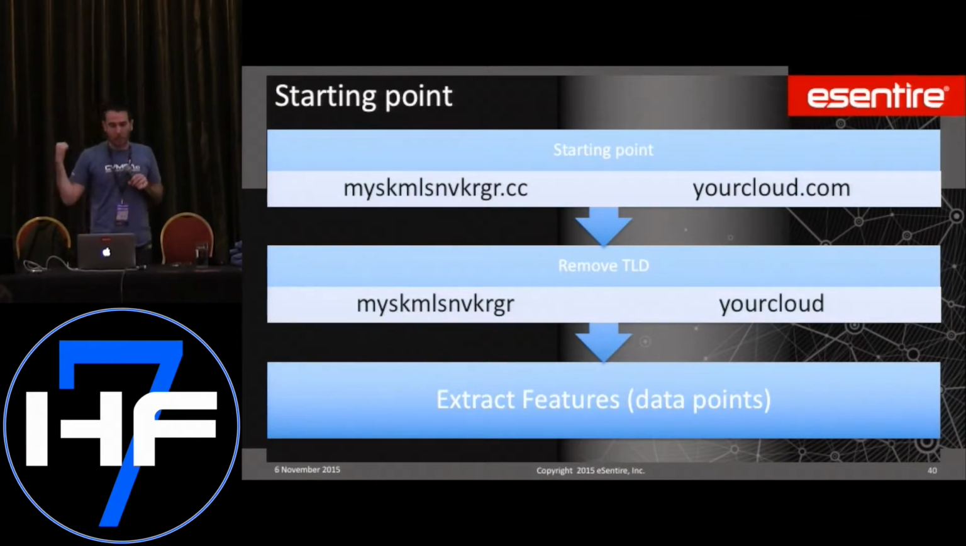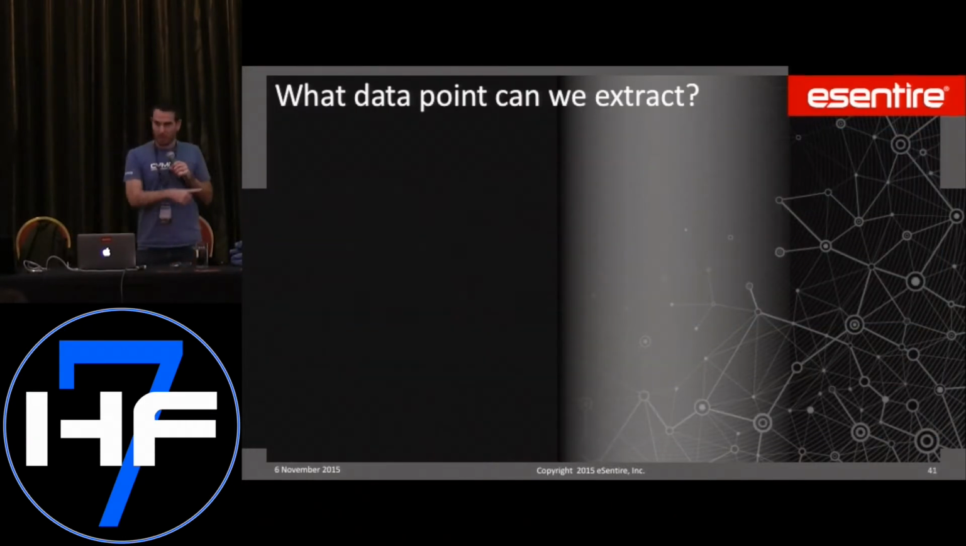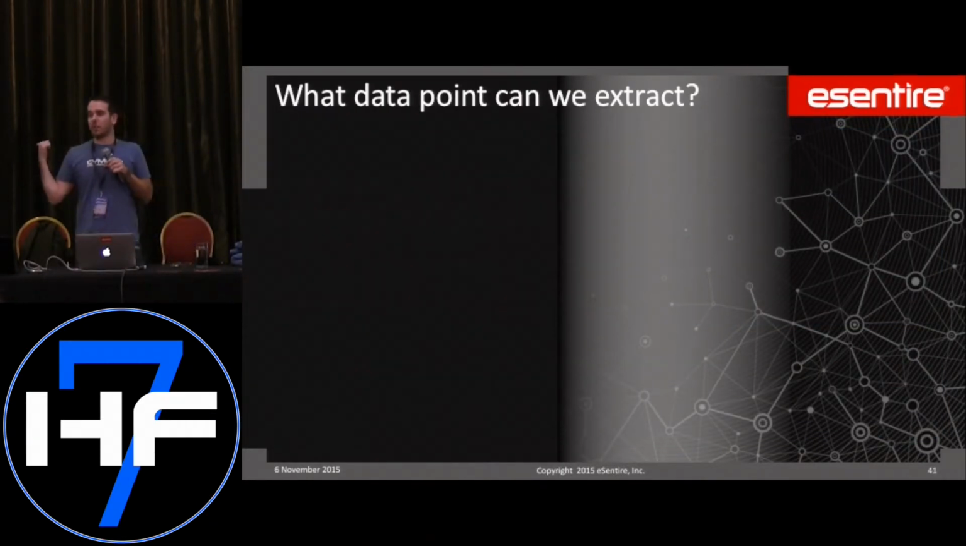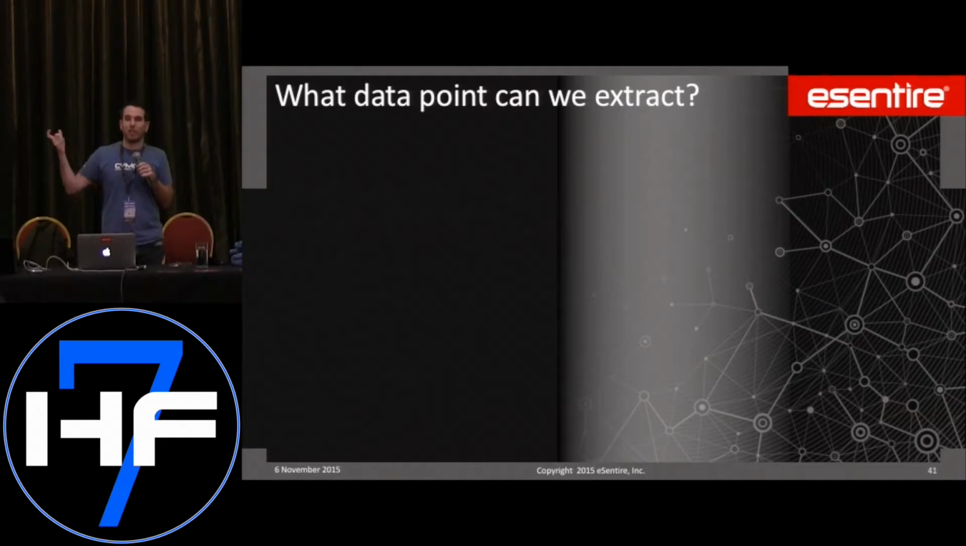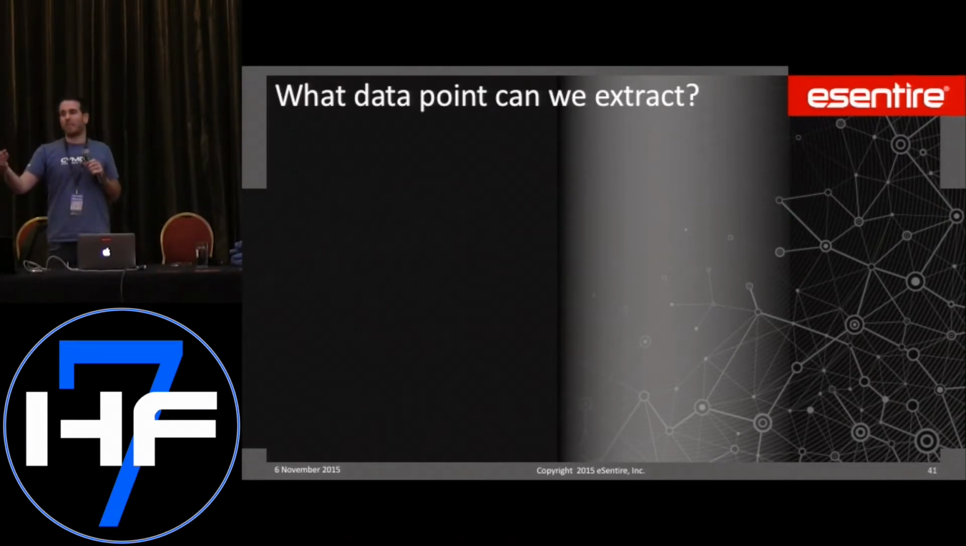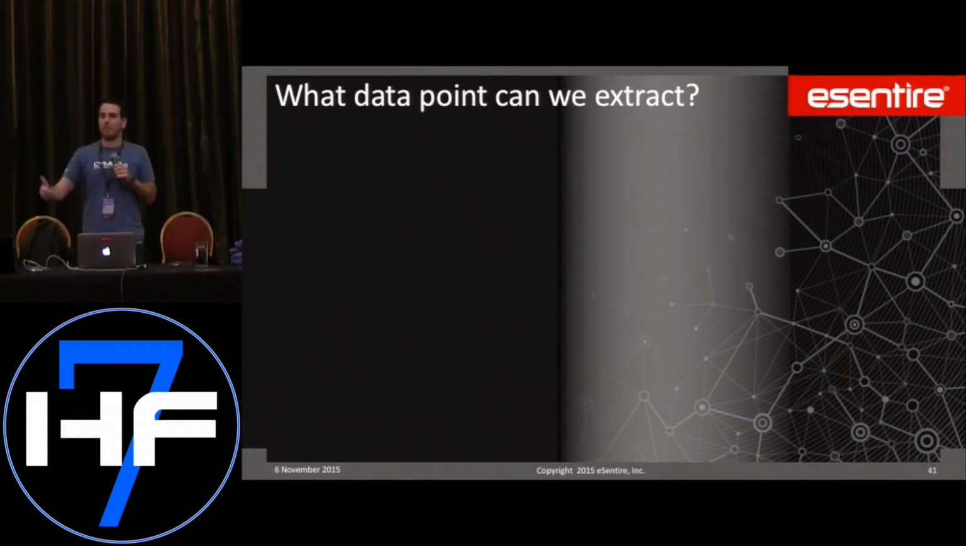Right, so now that we remove that, we have to start extracting features, which basically means the data points in our columns for the Excel sheet. Who can give me ideas of what kind of data points we can extract from the domain? We now have the domain string, no top-level domain. What kind of data points can you extract from it? What would you feed the machine learning if you want to teach it about bad domains? Yeah.